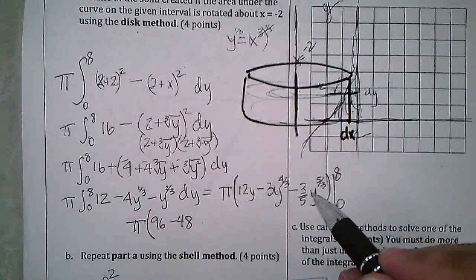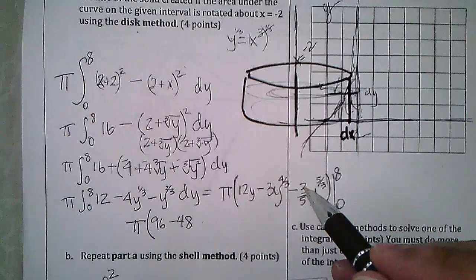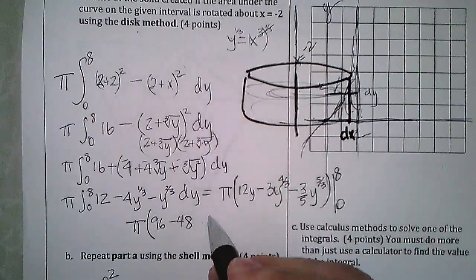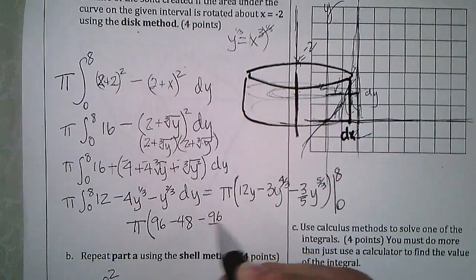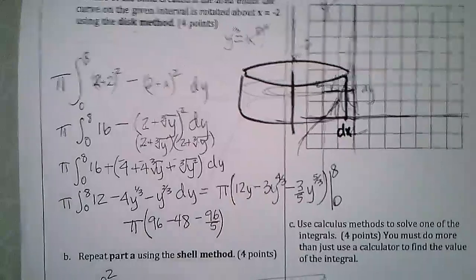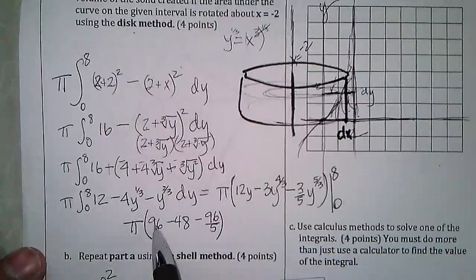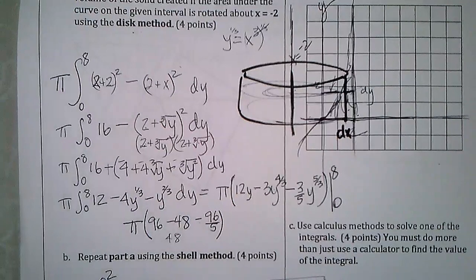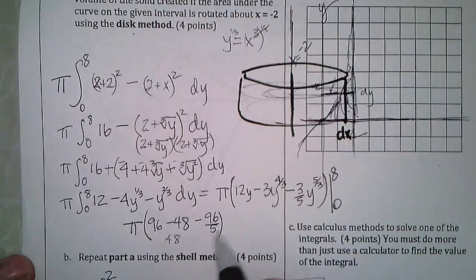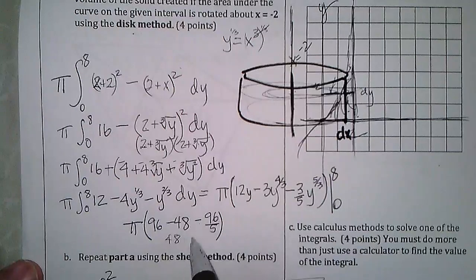Cube root of 8 is 2. To the 5th is 32. Times 3 is 96. Minus 96/5. So 96 minus 48 is 48. And 5 will go in there. 20, let's see, 19 and 4/5.